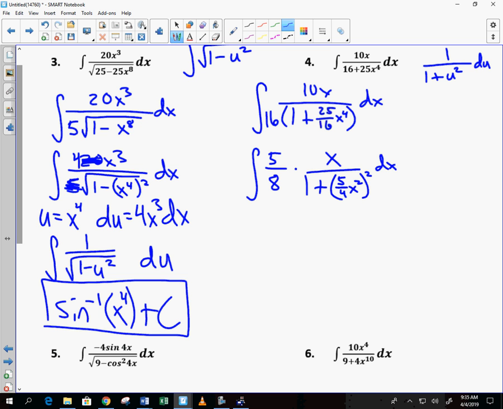What is u? So what is du? 5 over 2x dx. Do I have a 5? Do I have an x? Do I have a dx? Do I have a divided by 2? What do I have? Divided by 8. So I must multiply by a 4th. So 1/4 du is equal to 5 over 8x dx.